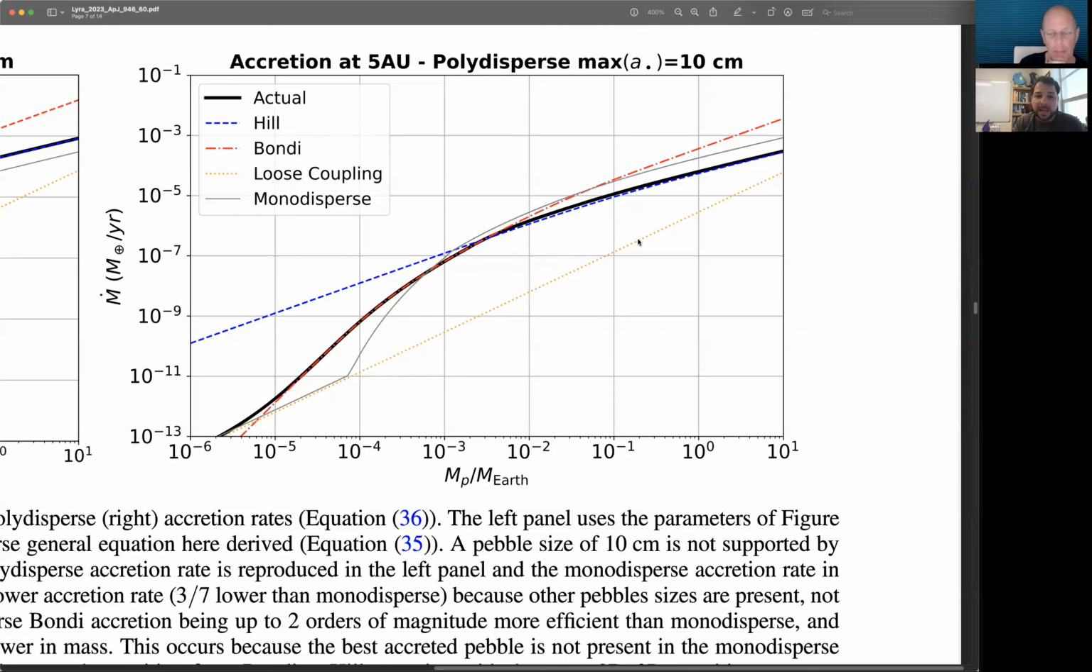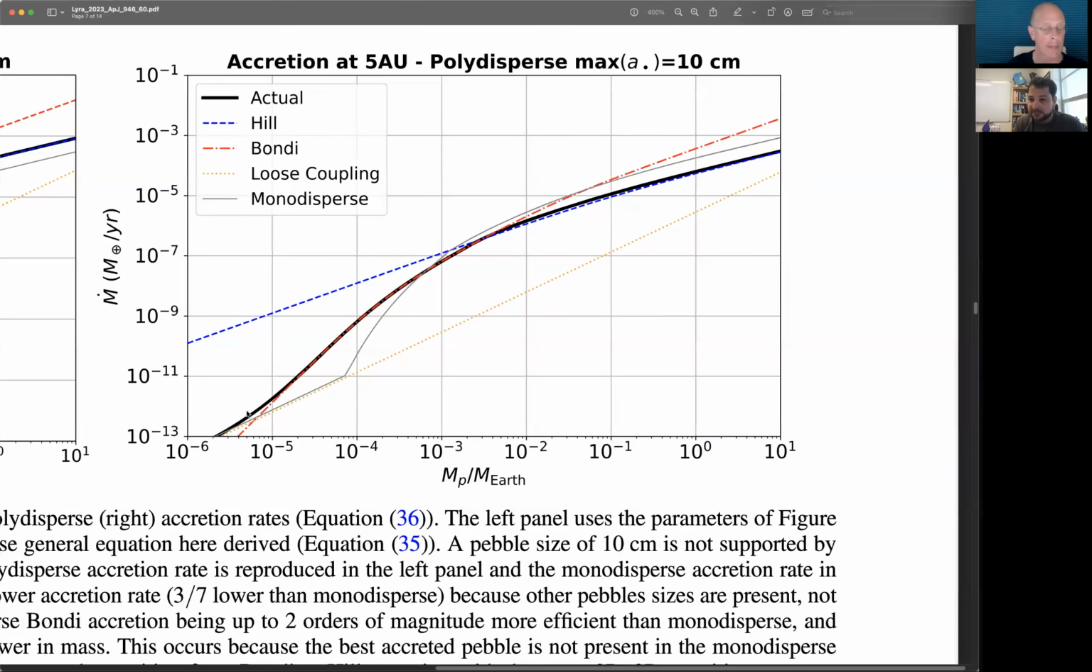The thick black line here is the accretion rates that one gets from the model that I show in this article. So what are we seeing here? At the larger planetary masses, the thin gray line and the thick black line are more or less the same, to within a factor of 2 or so. But you see orders of magnitude difference as you go to the lower planetary masses. Here you see the biggest difference between the thick black line and the thin gray line.